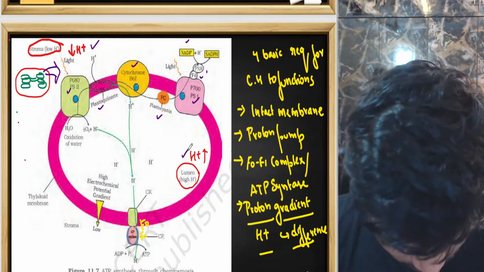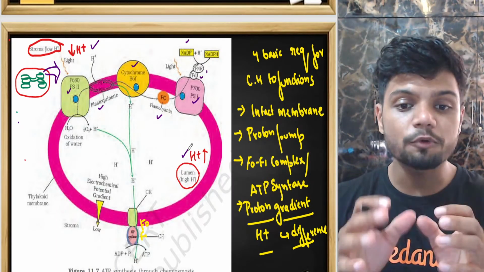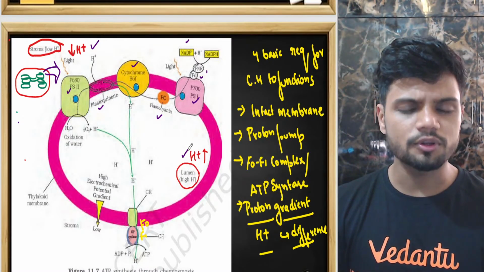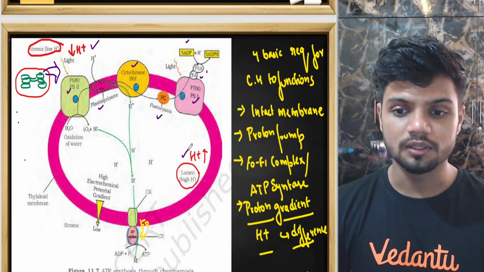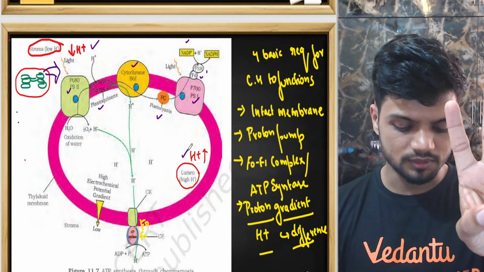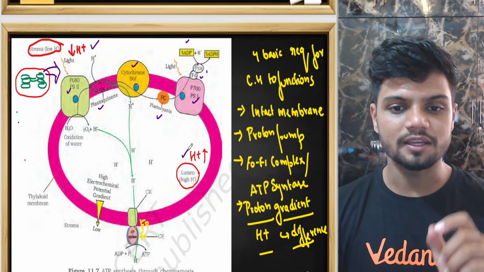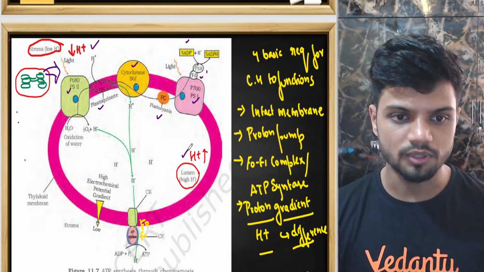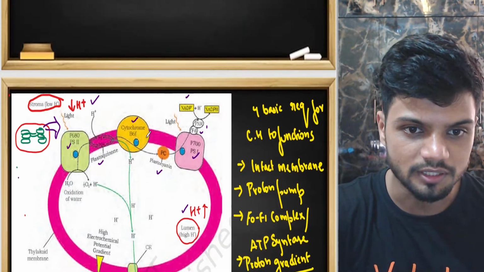Ready, students? To understand how this proton gradient is actually forming, there are three main ways in which the cell achieves this. The first method, I'll tell you.